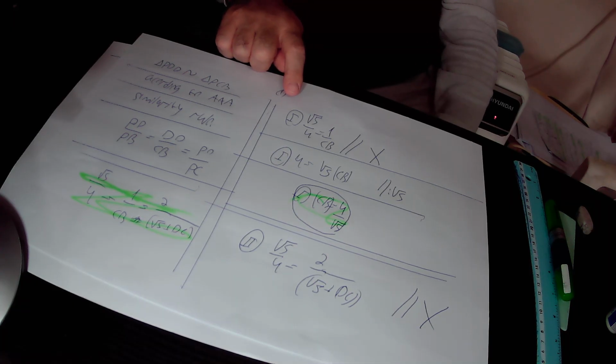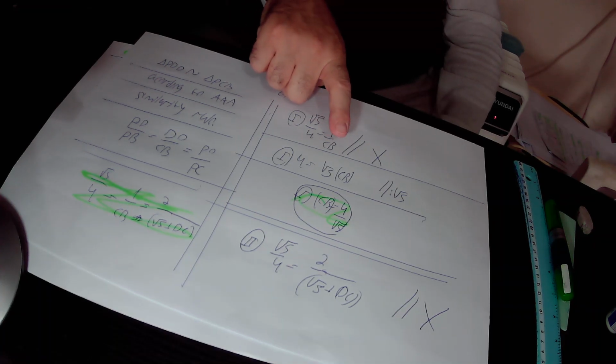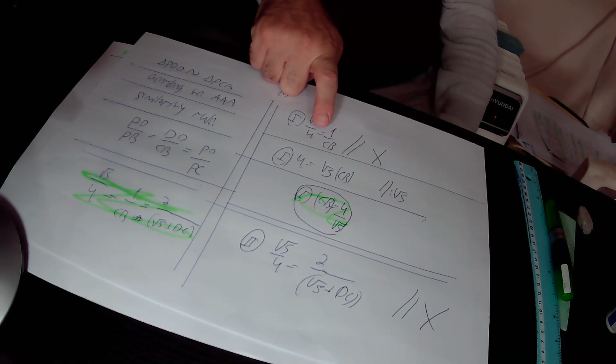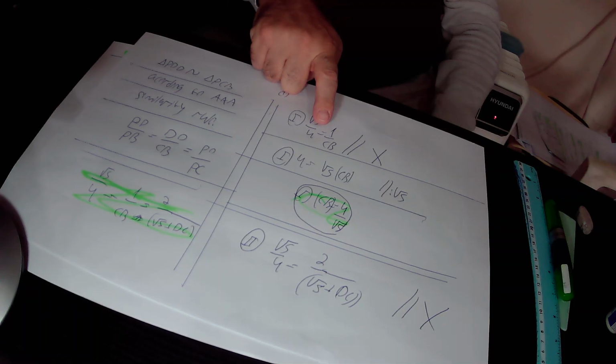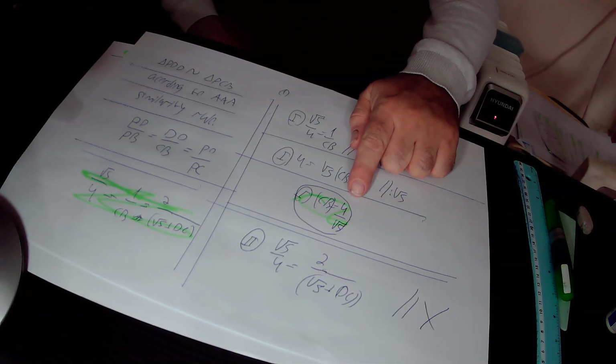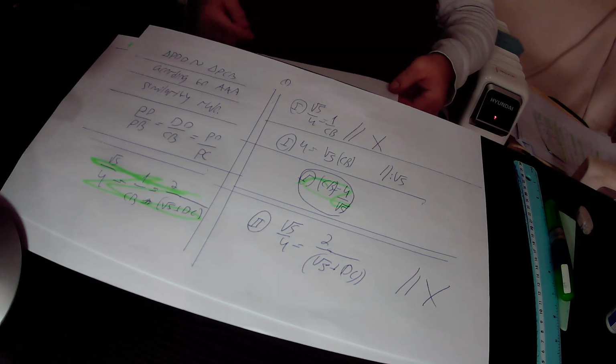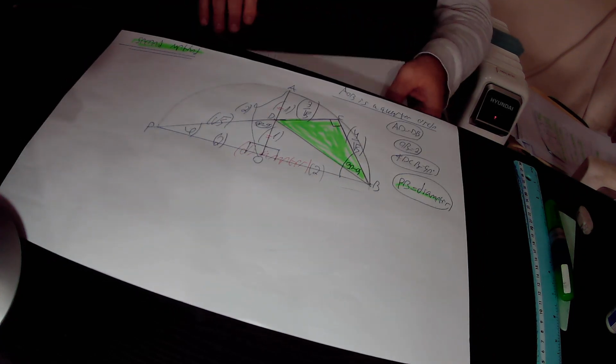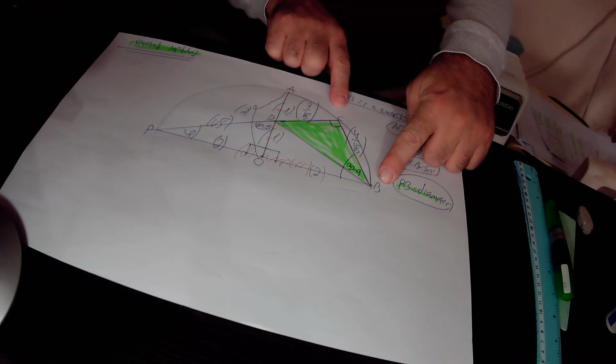Here, of course, we multiply equation 1 and find that 4 times 1 is 4, which equals the square root of 5 times CB. Here we divide this equation by square root of 5 and find that the missing side CB equals 4 over square root of 5 units in its length. This is the missing side CB.